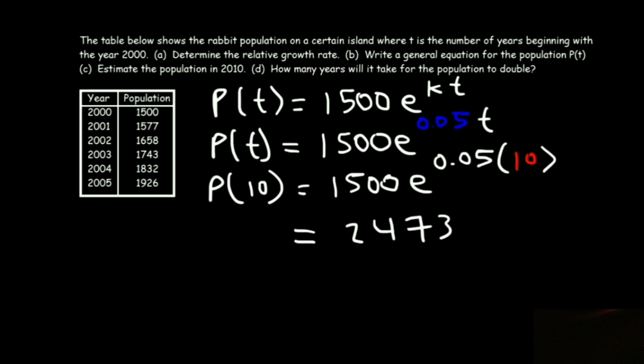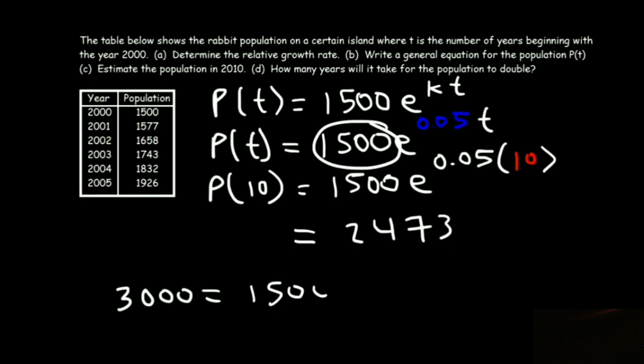How many years will it take the population to double? And that's starting from the year 2000. What we're going to do is find out how long it takes for the population to double from 1500 to 3000, because 1500 times 2 is 3000. So let's replace P(t) with 3000. We're just going to solve for the variable t.